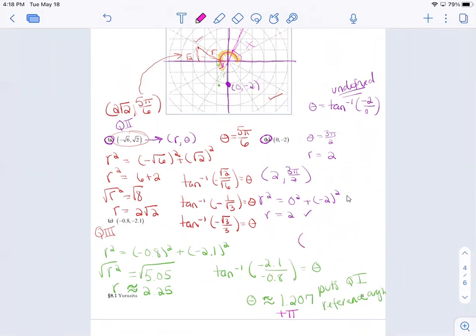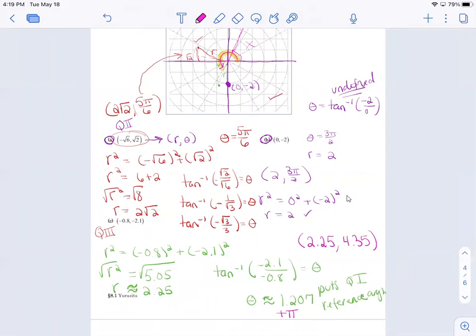So my polar coordinate is 2.25, and then I'm going to my calculator, 1.207, and I'm going to add pi. So I get 4.348. So I'm going to go ahead and round that.